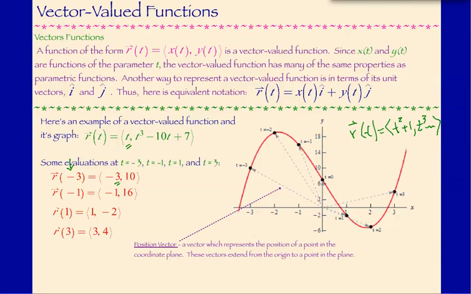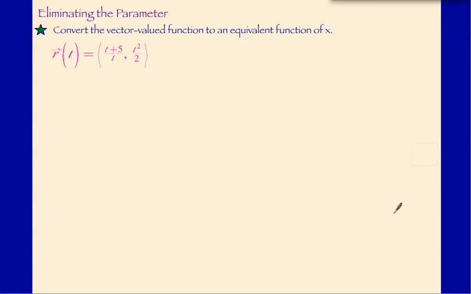Now, on the next slide, we're going to do something that should be similar to us because we did it with parametric equations. We're going to eliminate the parameter and convert the vector valued function into an equivalent function of x. Rather than two functions in terms of t, we will convert this to a function of x. So essentially what we have here is x of t is t plus 5 over t, and y of t is t squared over 2. Once again, we're going to solve for t in one of these equations and then replace t in the other equation with that expression.